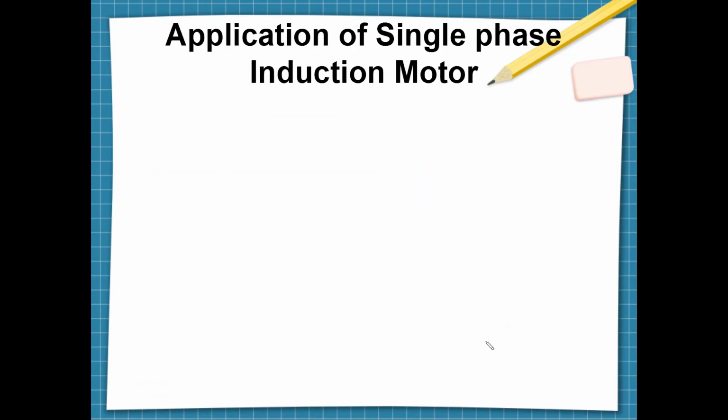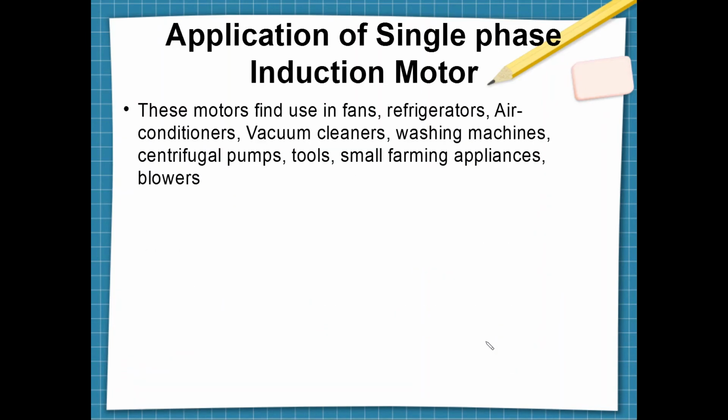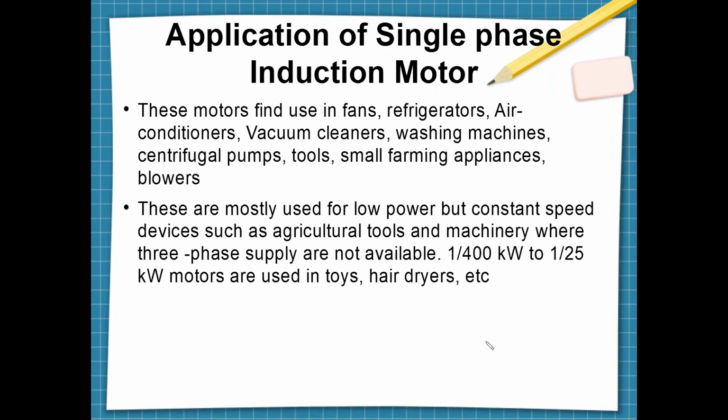Application of single phase induction motor, that is important. These motors find use in fans, refrigerators, air conditioners, vacuum cleaners, washing machines, centrifugal pumps, tools, small farming appliances, blowers, and many more. These are mostly used for low power but constant speed devices. Keep it in your mind, constant speed devices such as agricultural tools and machinery where 3-phase supply is not available. We cannot provide 3-phase supply to a vehicle.